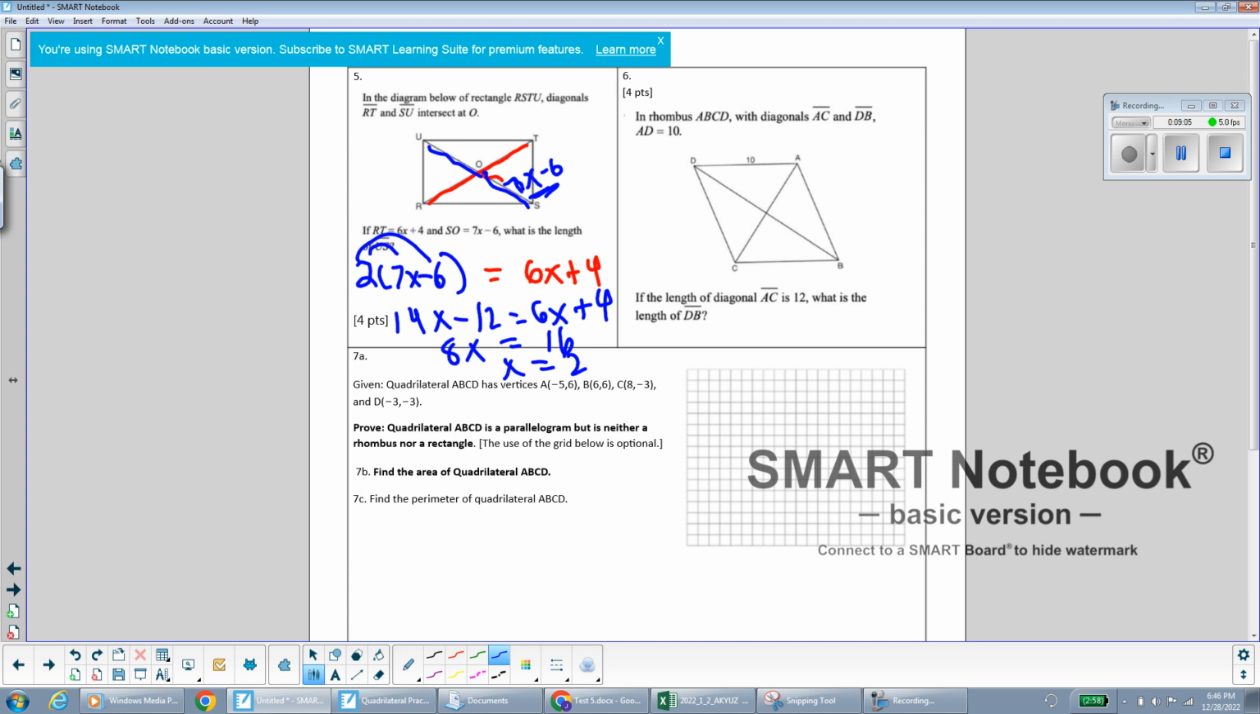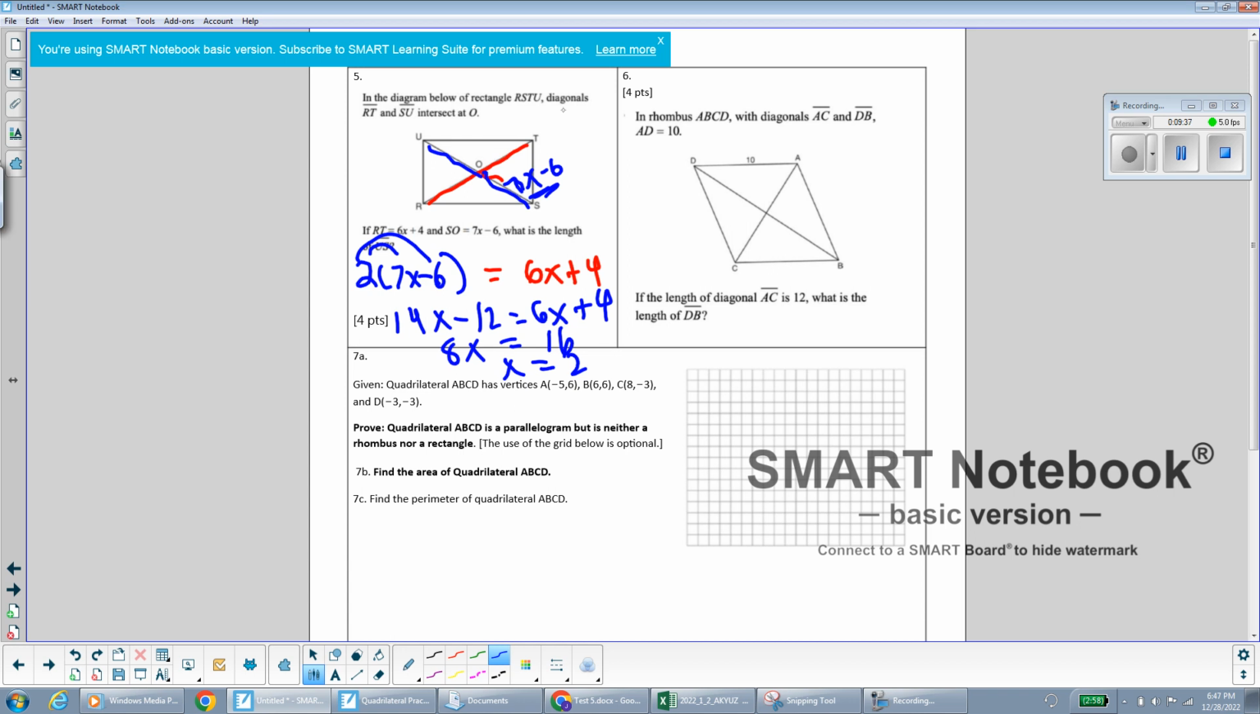So x is equal to 2, and it's asking for the length of the whole diagonal US. I know that US and RT should be the same since diagonals are congruent. So you can either plug into the 7x minus 6 and multiply it by 2, or you can just plug into RT because that's already the whole diagonal. Let me do that right now. I'll just plug into SO. So I'm going to do 7 times 2 minus 6, and that's 8. And now I need to double that to get the whole diagonal, and that's 16.